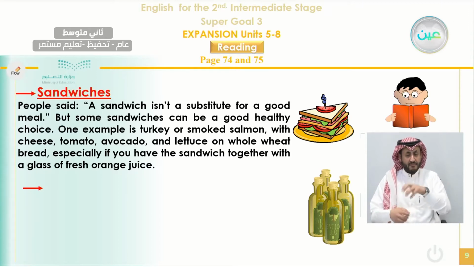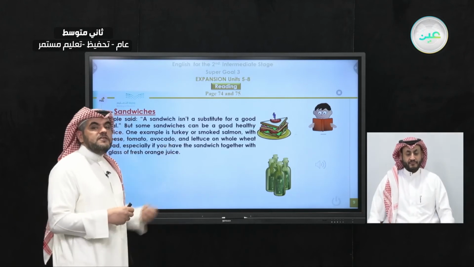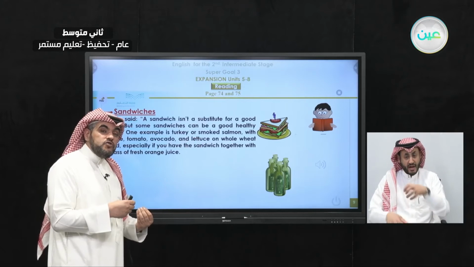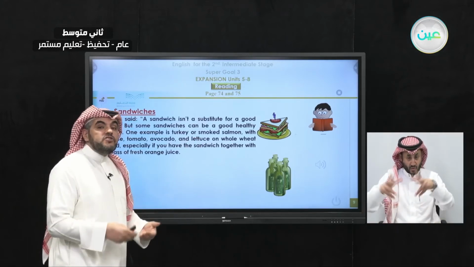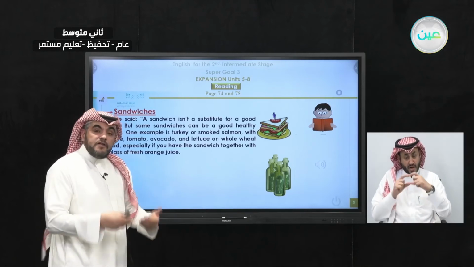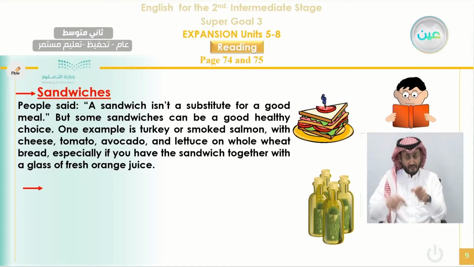You know how many ingredients we mentioned in this sandwich? With a glass of orange juice, that will make the sandwich a good substitute for a meal. So you can have a sandwich and it can be good for your body, if it has the things that we mentioned here: turkey, smoked salmon, cheese, tomato, avocado, lettuce, okay, and whole wheat bread, okay.